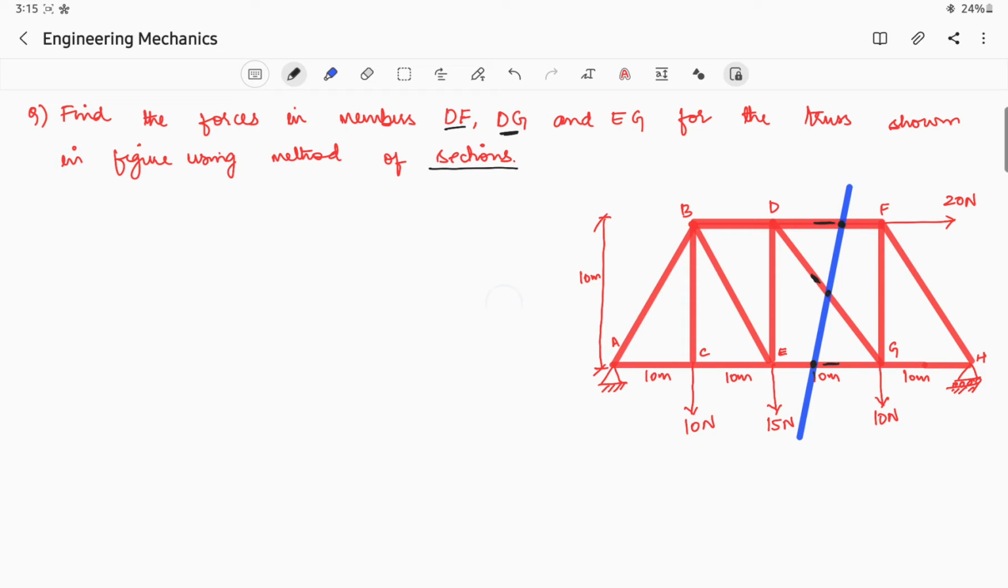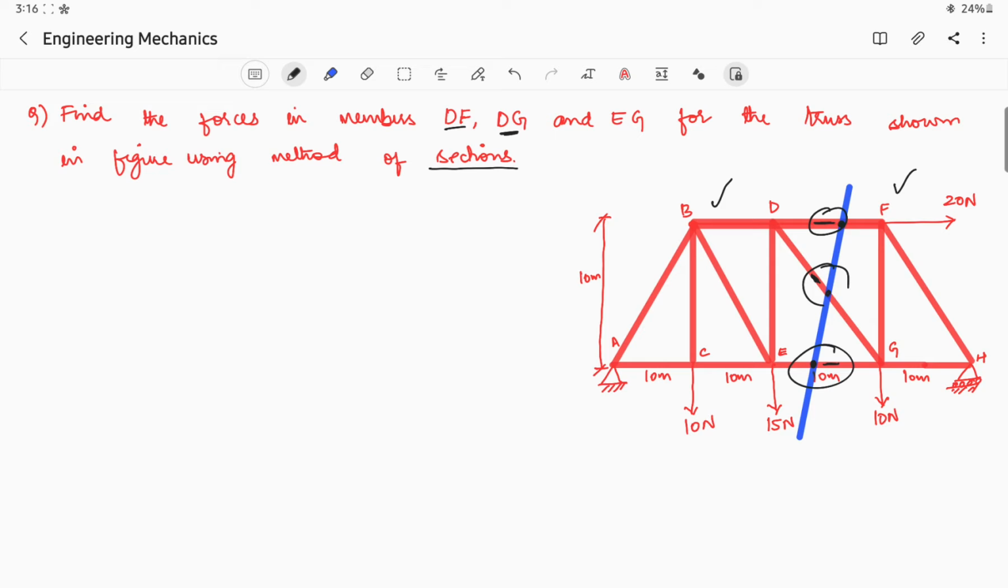Now we have to decide whether to take the left side or the right side of the section. If you see, the right side of the frame has fewer members compared to the left side. We want to calculate only the forces in member DF, member DG, and member EG.